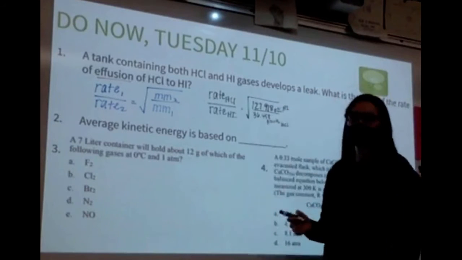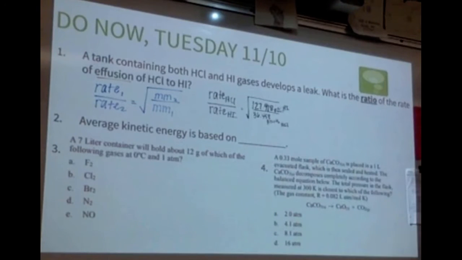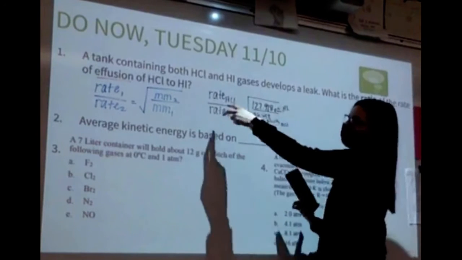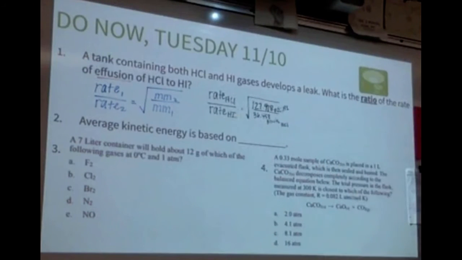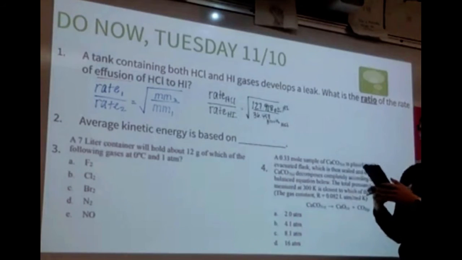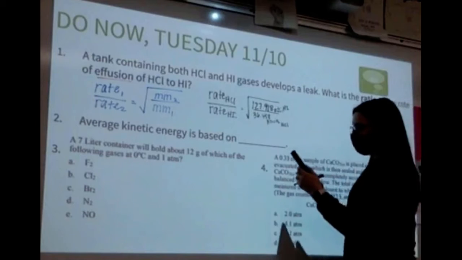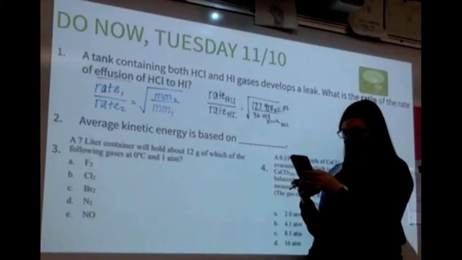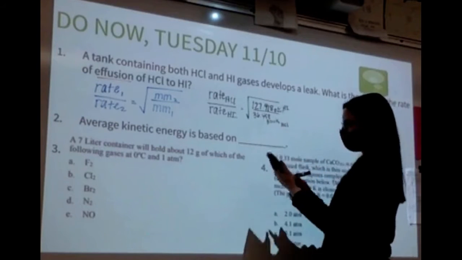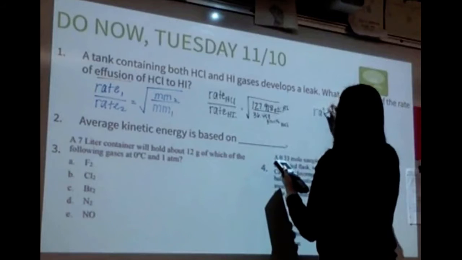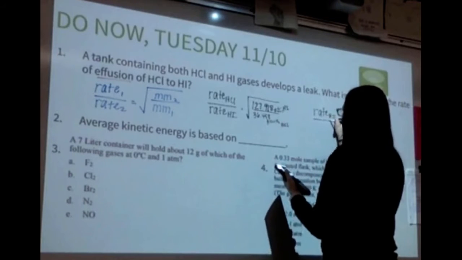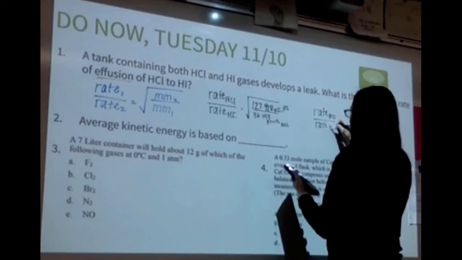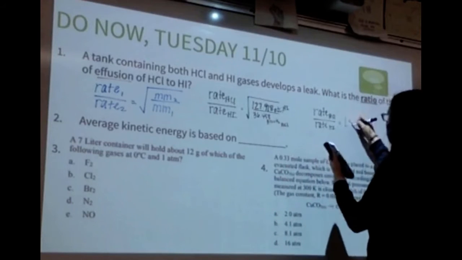This is why you don't have to do any conversions, because it's grams per mole on the top, grams per mole on the bottom. They cancel out. Because the ratio is just a number. There's no units for the ratio. It's a fraction. It's just a number. So I'm going to do 127.918 divided by 36.458. I get 3.509 inside the square root. I take the square root of that answer. And what I get is rate of HCl over rate of HI equals 1.87.